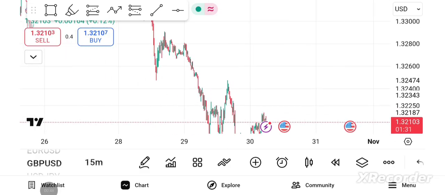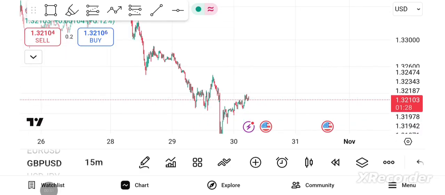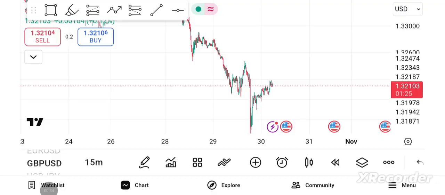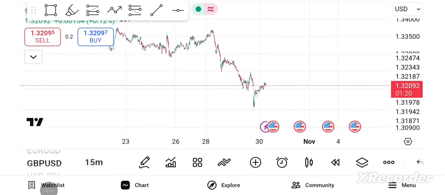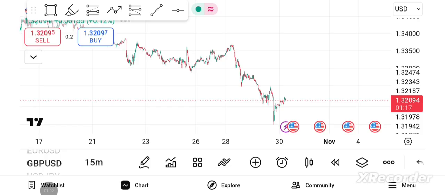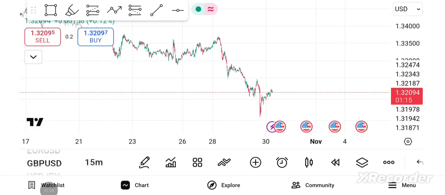Today is the 30th of October 2025. Today is Thursday. So we'll be doing this analysis starting from the 1 hour time frame on GBPUSD. So let's get straight to the charts.